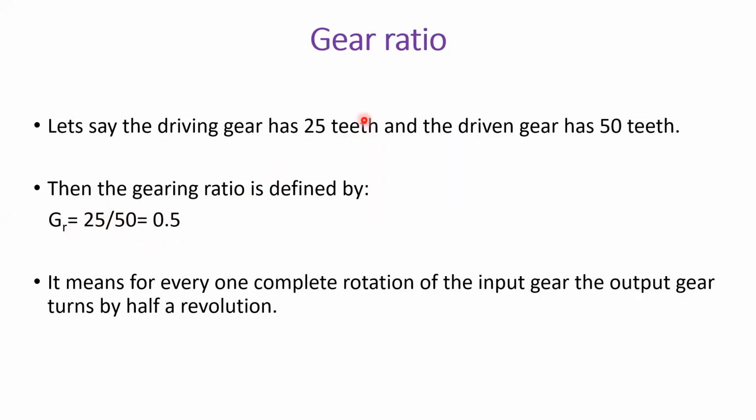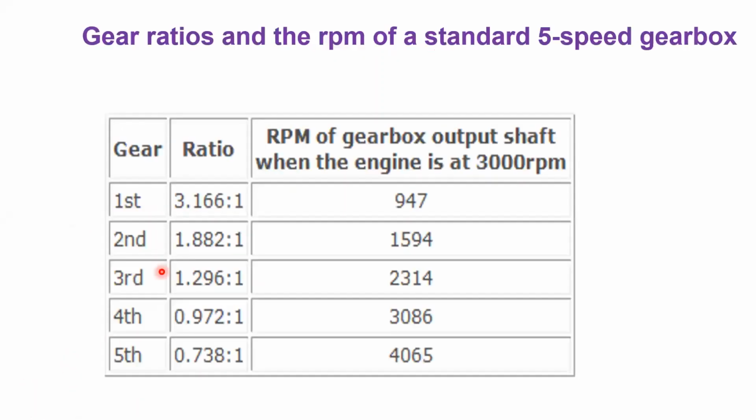Now here I'm going to consider the teeth, and accordingly I'm going to have this ratio, and this ratio is going to decrease when the gear is on the higher side. So when you have the top gear, the gear ratio is going to be 0.7, just as an example. And again, when you consider the speed, here we are going to consider the RPM of the gearbox output shaft.